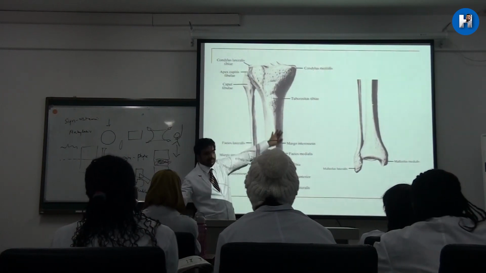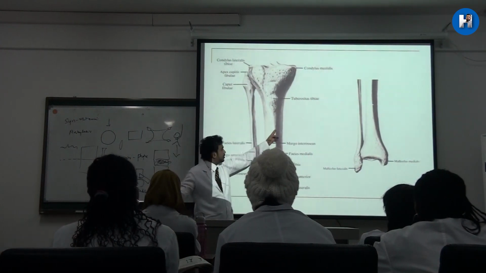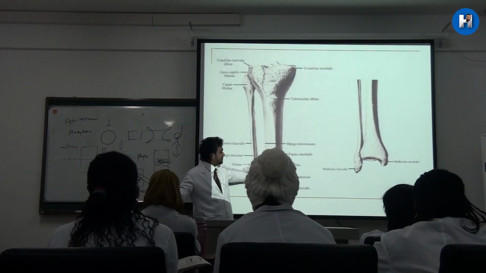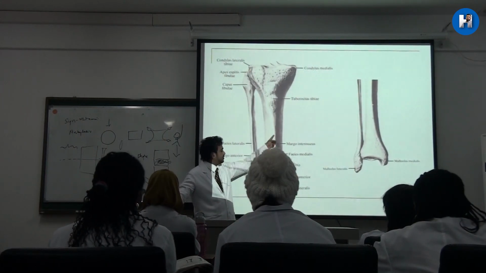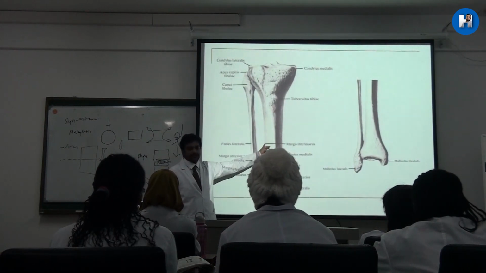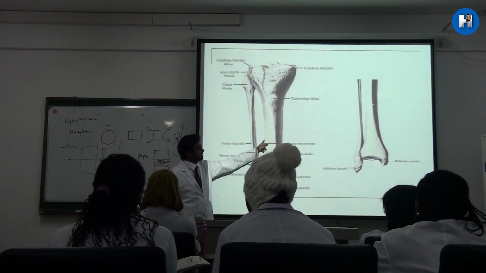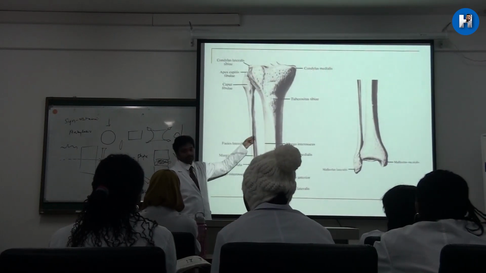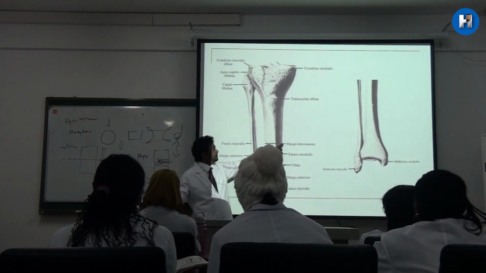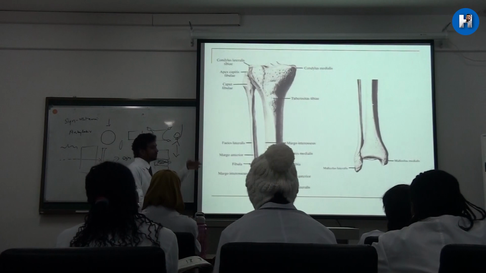The diaphysis, or shaft, or we call it the corpus of the tibia, has a triangular surface. Why? Because it has borders. This border is called the anterior border. This is called the interosseous border, or you can call it the lateral border, and there is also the medial border. Understood? Clear? Or you can call it the posterior border.